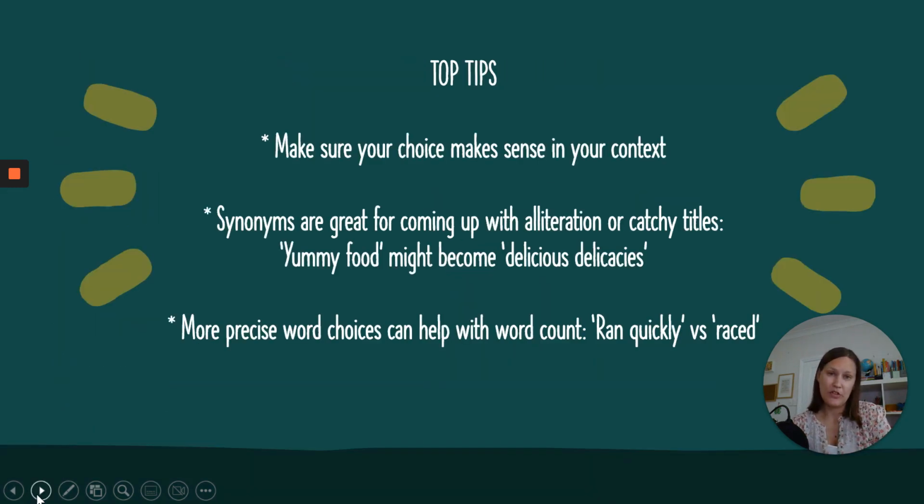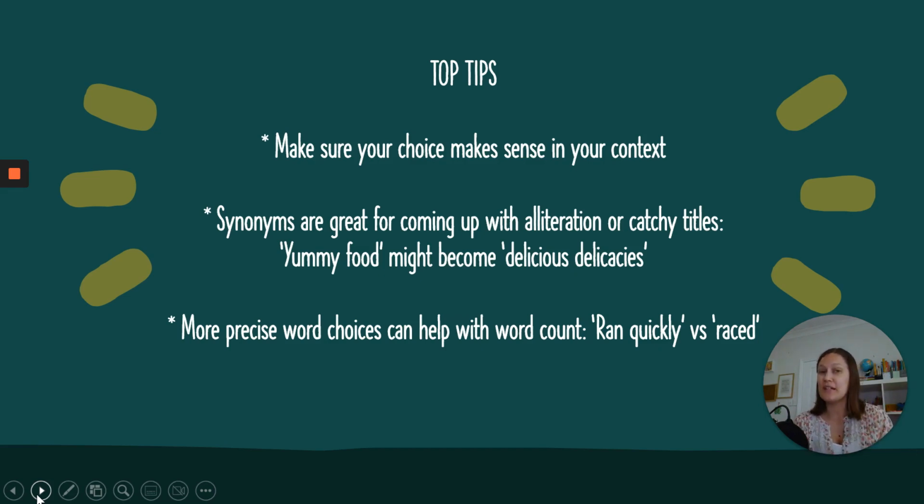So my top tips for using a thesaurus, as we've just gone through: number one is definitely to make sure that your choice makes sense in your context. Too many times I see students who've simply clicked on the thesaurus, chosen the first word to make their writing seem more interesting, and undermine the entire meaning of their sentence or even a whole paragraph because of the poor choice. So make sure it makes sense in your context.